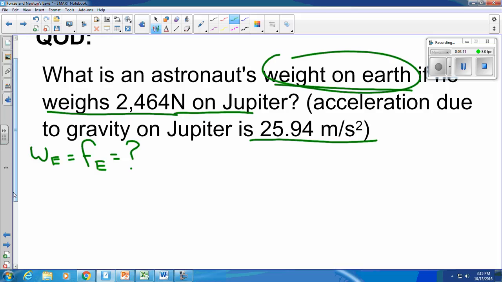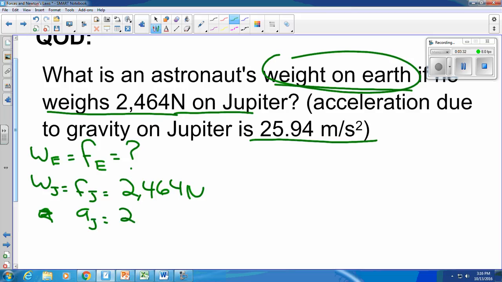What does it tell me? It tells me my weight on Jupiter, also known as my force on Jupiter, is 2,464 newtons. It tells me then my acceleration on Jupiter is 25.94 meters per second squared, and oh, it doesn't tell me my mass. Okay, so we don't know the mass. We're trying to think, well, what do I need? I know its weight on Jupiter, which means I have a force and I have an acceleration.